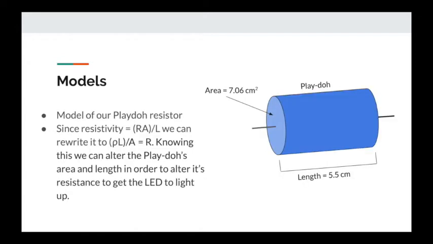So here's our Plato model, and knowing the resistivity formula, we know that resistance is dependent on length and area. So knowing that, we can alter the Plato in order to change its resistance. And so in that case, we took the measurements of the area and the length of the Plato.